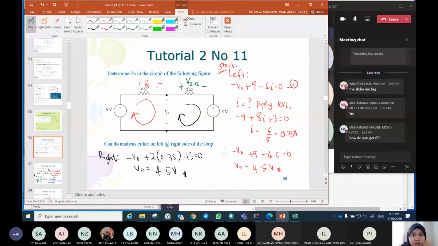Let me start with the second sign, V0. So minus V0 plus 9 minus 6I. This is the voltage, V is equal to IR, and it is equal to 0. So we have two unknowns here, V0 and I. So what is I? We apply KVL.